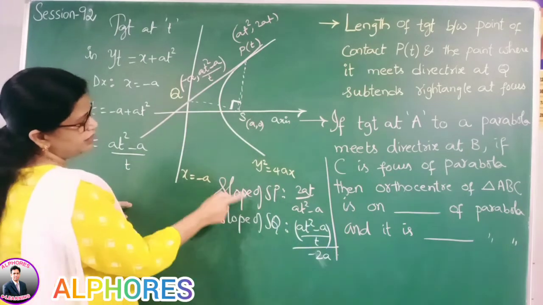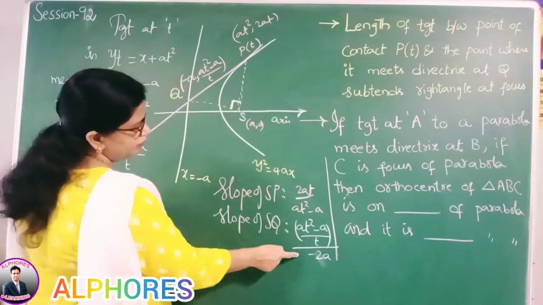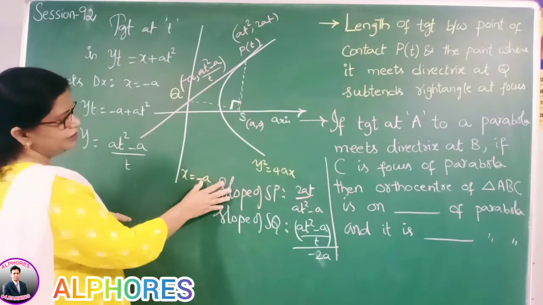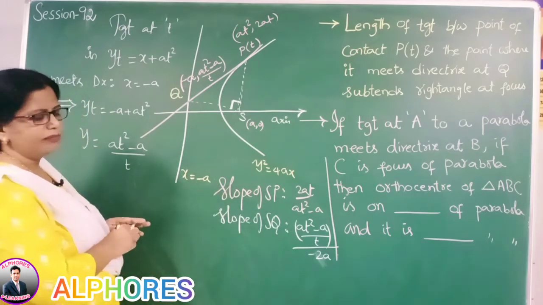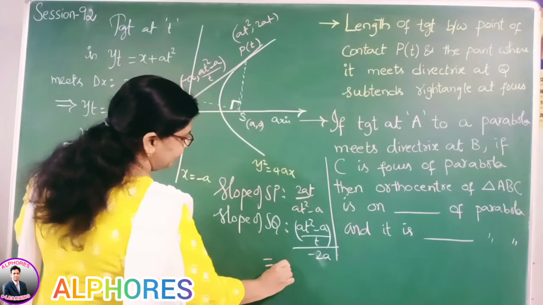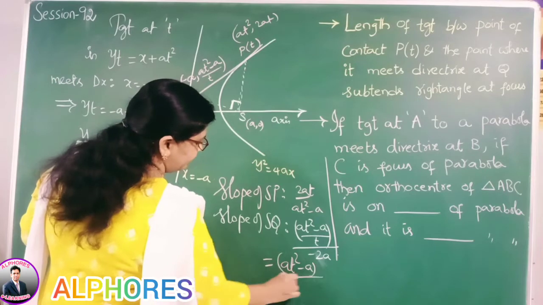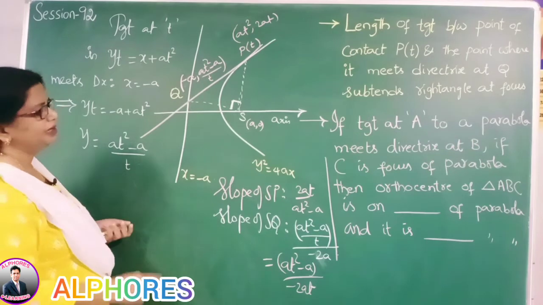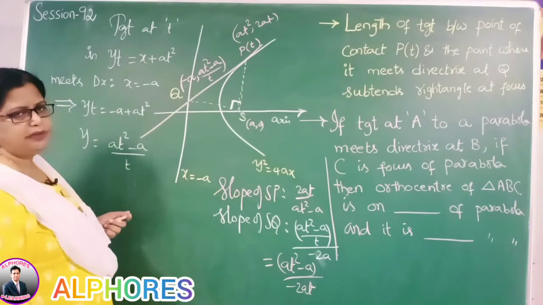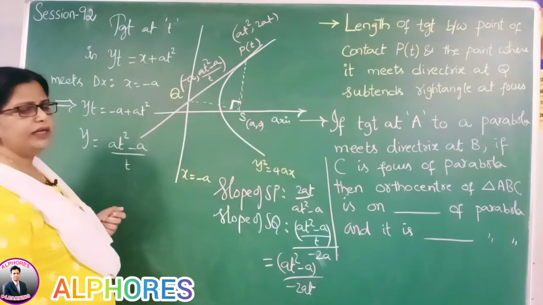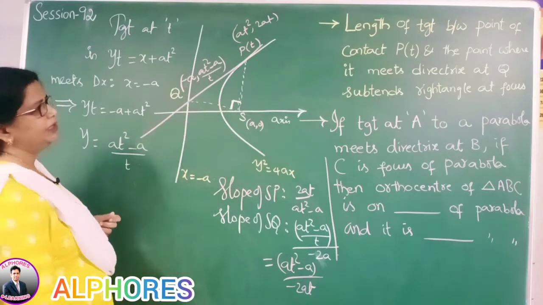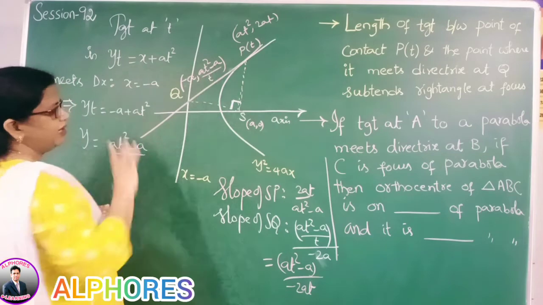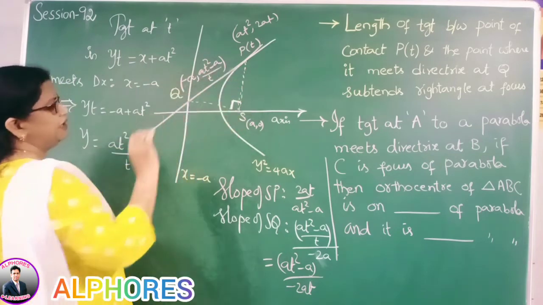Now what about the relation between these two? If this slope is m1 and this is m2, you can understand the product is minus 1. That implies 2at divided by at square minus a, times (at square minus a) divided by minus 2at, gives minus 1. So the product of these slopes is minus 1, implying SP is perpendicular to SQ. So the right angle you got is exactly at S. Therefore, students, you can observe clearly that the portion of the tangent between the point of contact and the directrix always subtends a right angle at the focus.